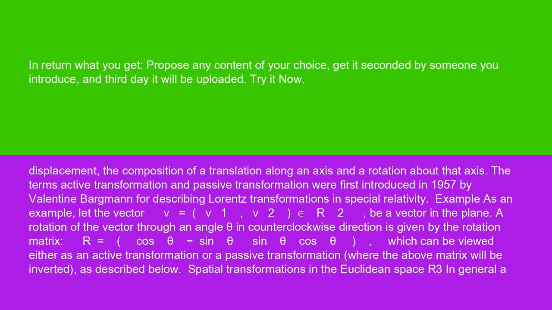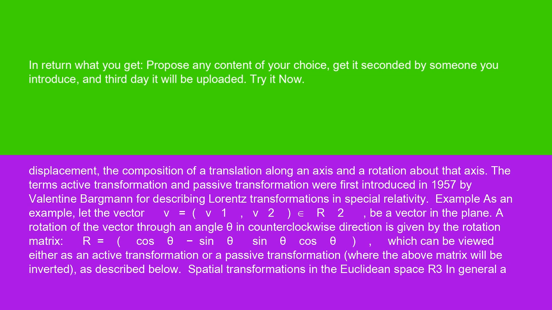As an example, let the vector v = (v1, v2), an element of R2, be a vector in the plane. A rotation of the vector through an angle theta in the counterclockwise direction is given by the rotation matrix R = [cos theta, -sin theta; sin theta, cos theta], which can be viewed either as an active transformation or a passive transformation, where the above matrix will be inverted, as described below.